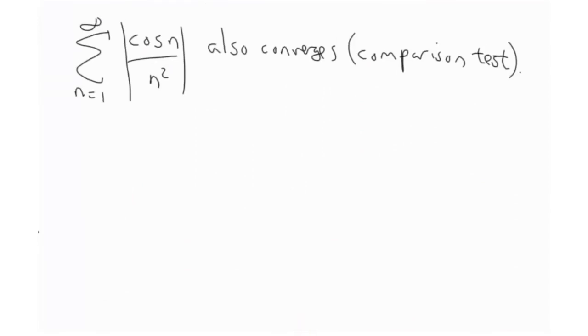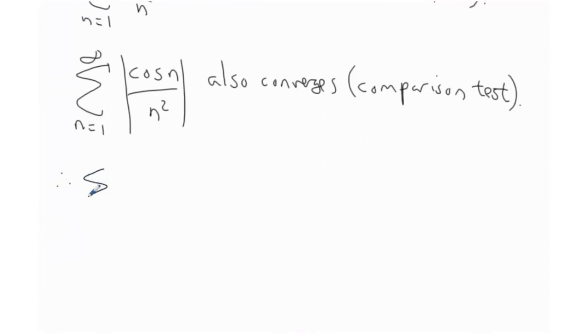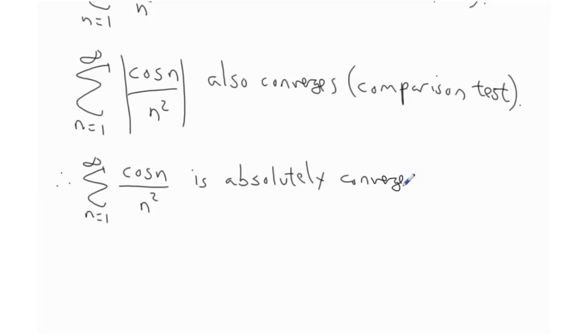So to finish off, the series from n equals 1 to infinity of cos n over n squared is absolutely convergent, and hence convergent. And the reason for that is the theorem of absolute convergence.